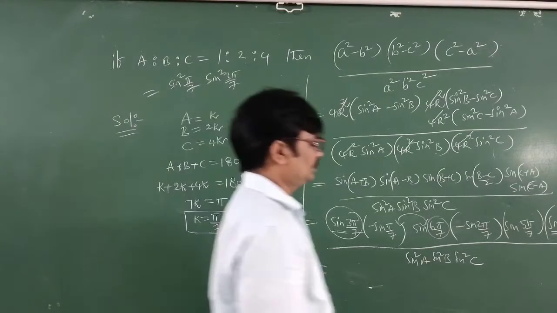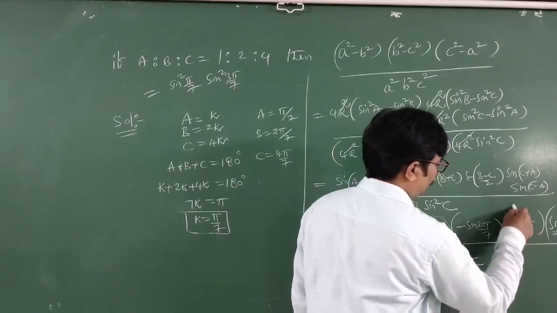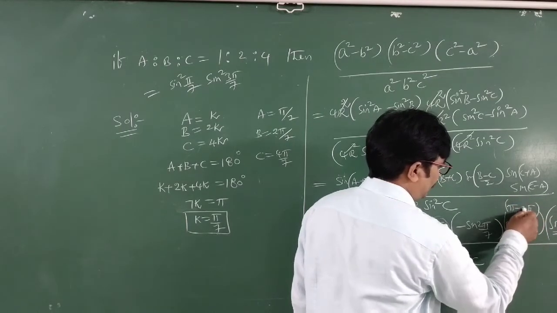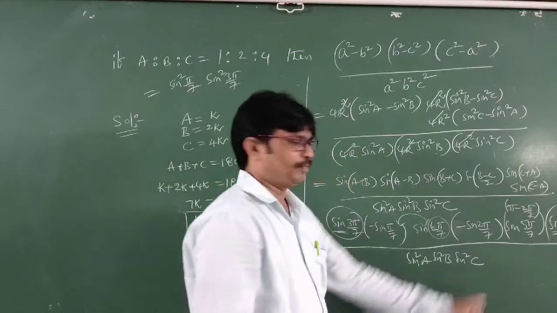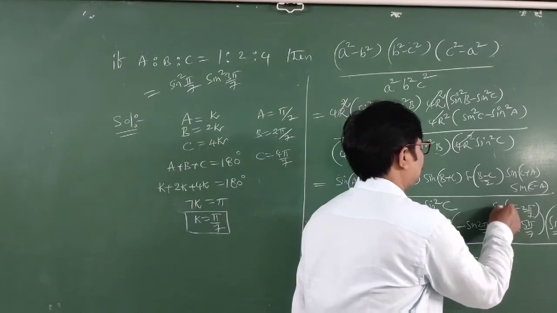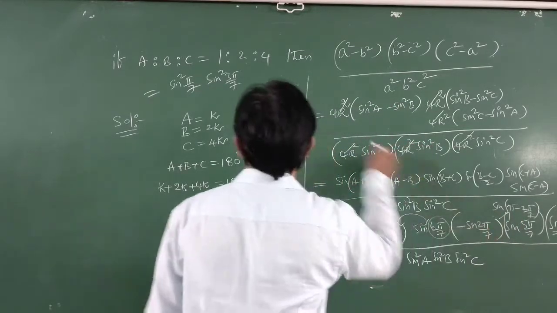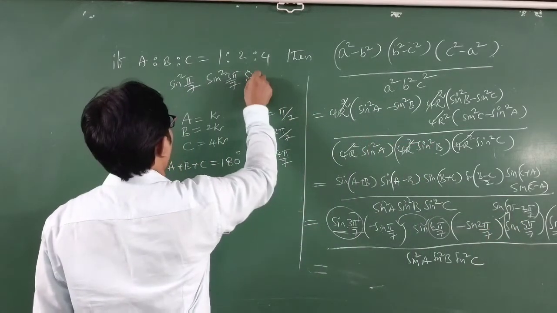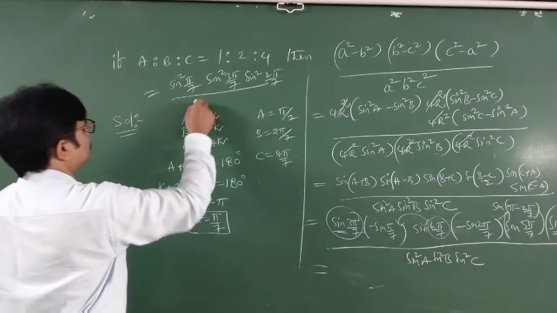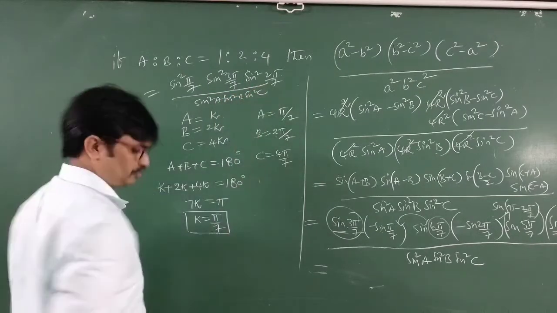So this can be written as pi minus 2 pi by 7. How to write? Pi minus 2 pi by 7, 7 pi minus 2 pi, 5 pi. So students, sin of 180 minus theta is sin theta, sin into sin is sin square of 2 pi by 7, upon sin square A, sin square B, sin square C.